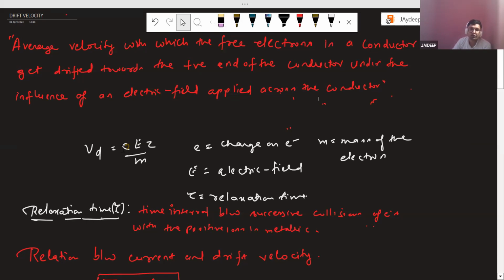So Vd equals eE tau over m. Here e is the charge on electron, capital E is the electric field, tau is the relaxation time, and m is the mass of the electron. So this is the formula for drift velocity. Now, what is relaxation time? The time interval between two successive collisions with the positive ions in a metallic conductor is known as relaxation time. Just remember this formula.